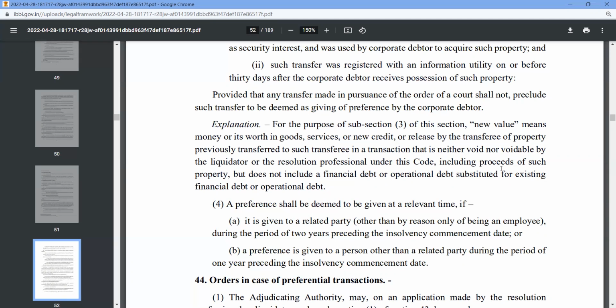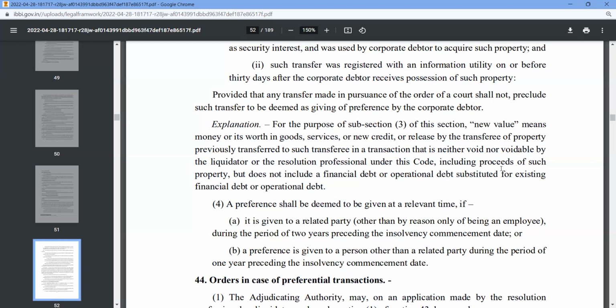And for this preference, you have to see the concept of a related party. Related party concepts we have already seen in 524 and 524A. That is why I discussed this concept of related party before discussing this section 43, because you cannot understand section 43 unless you know the definition of a related party. So if it is given to a related party other than by reason only of being an employee. So if he is an employee, why? Because 524 includes an employee also.